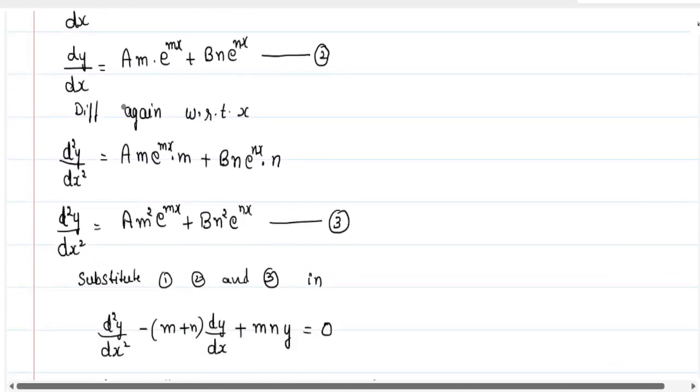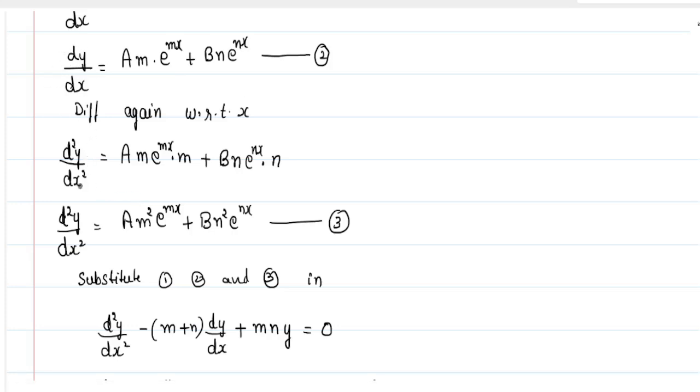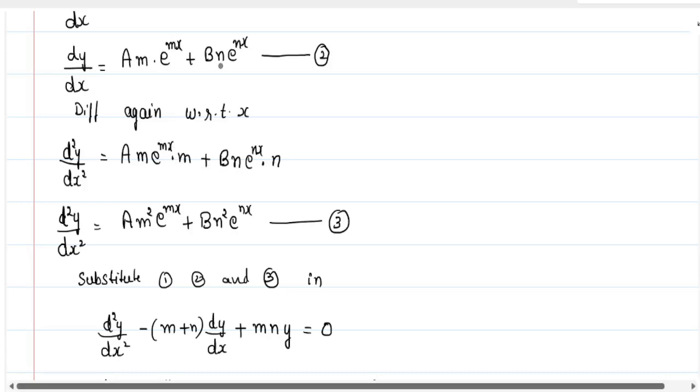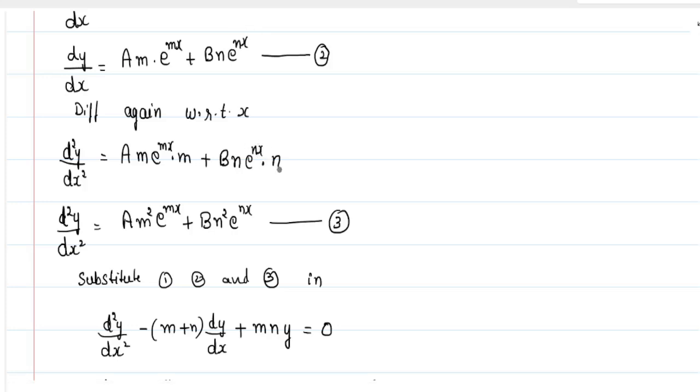Now we'll differentiate this equation again with respect to x. What we get is differentiation of dy/dx is d square y by dx square equal to differentiation of this: a into m into e raised to mx is a into m into, both are constant, e raised to mx. Differentiation of e raised to mx is e raised to mx into differentiation of mx is m, plus b into n into e raised to, differentiation of e raised to nx is e raised to nx, and differentiation of nx is n. So we'll get a into m is m square e raised to mx plus b into n is n square e raised to nx.